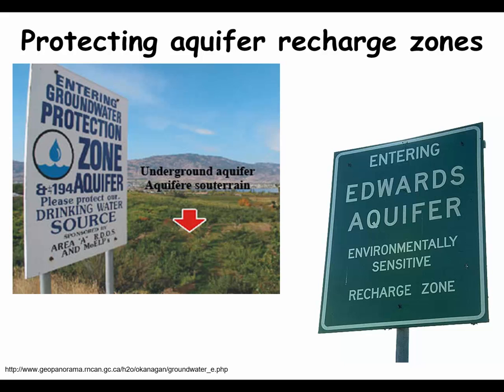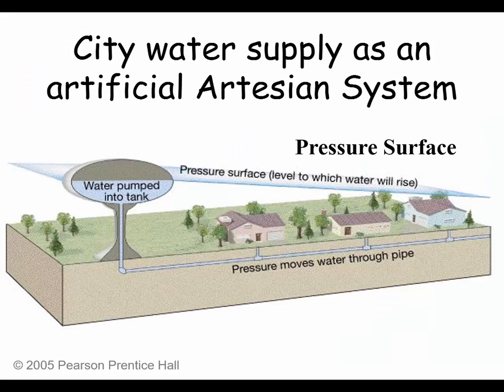If you want to protect a confined aquifer, you need to protect the recharge area. So you see signs all over. Groundwater protection zone. Edwards Aquifer, environmentally sensitive recharge zone. When you drive into central Texas, around Austin, you see signs all over. They're very proud of that zone. They tell you when you're entering it, they tell you when you're in it, and they tell you when you're leaving it. And the reason, of course, is because there's very strict land use controls in that area in order to avoid any kind of surface contamination.